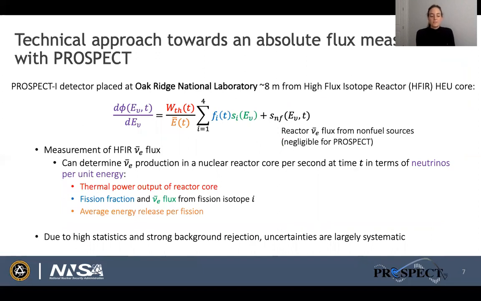When it comes to carrying out the flux measurement using PROSPECT, we use the IBD process to detect the antineutrinos, and then we can inform our measurement using our predictions for the reactor neutrino flux and express the flux in a model-independent way. This process is dependent on different factors like reactor power, fission fractions and isotopes, detector lifetime, etc. Because we have such high statistics and such strong background rejection, the uncertainties are mainly in the systematics.